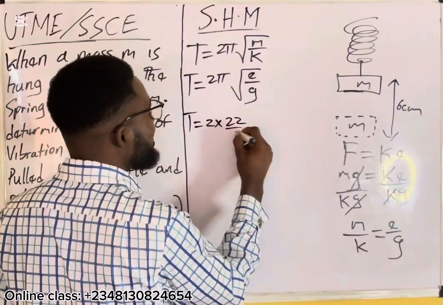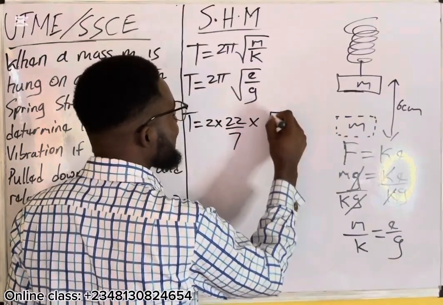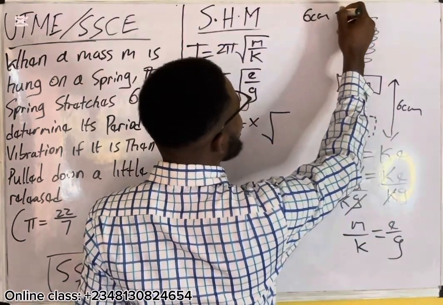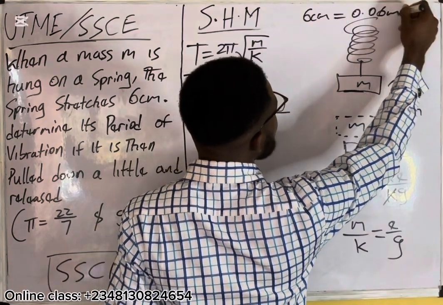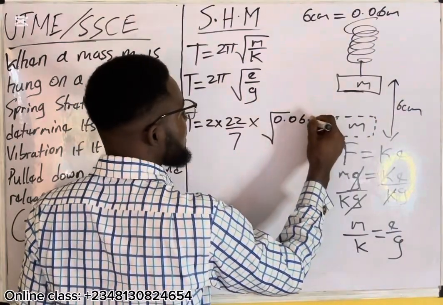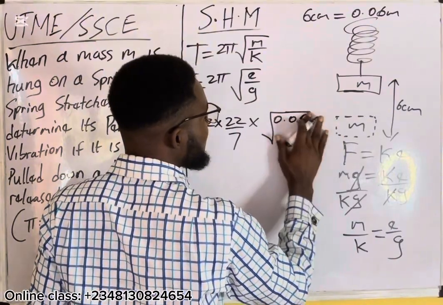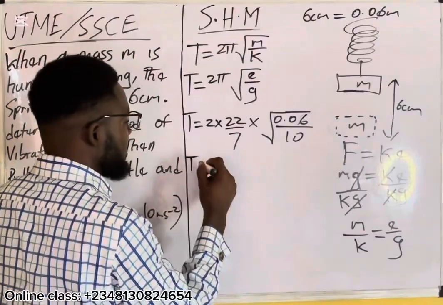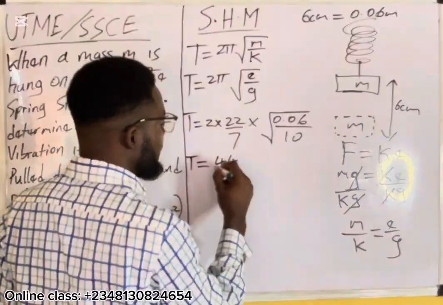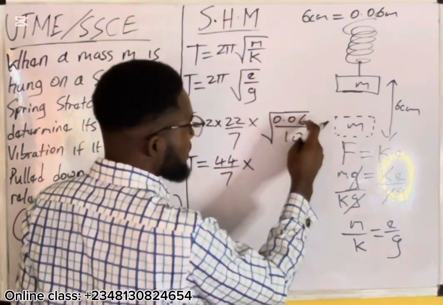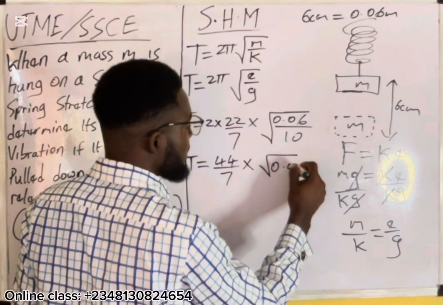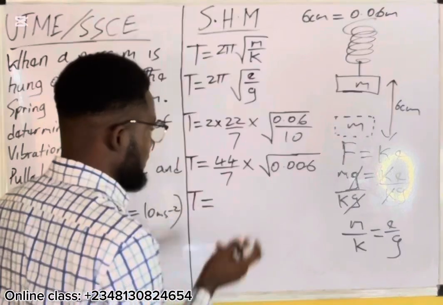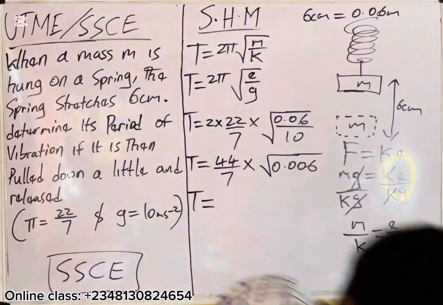So therefore, the period is equal to 2 times pi. Pi is 22/7, times square root of the extension. The extension is 6 centimeters. 6 centimeters converted to meters is 0.06 meter. So this is 0.06 over G, which is 10. So T is equal to, what do we have here? This is 44 over 7 times 0.06 divided by 10, which gives 0.006.